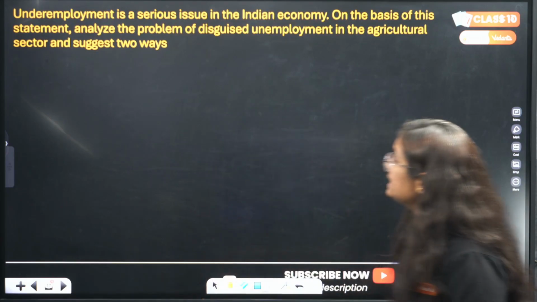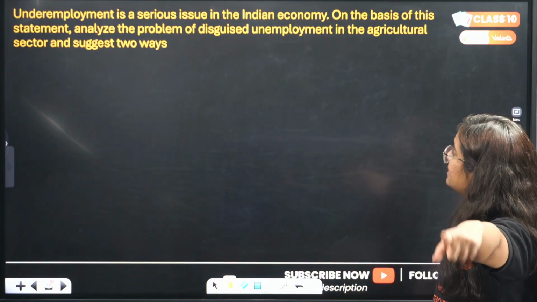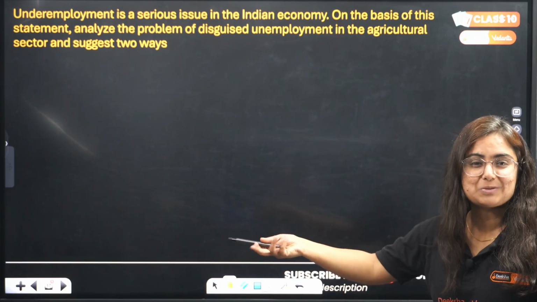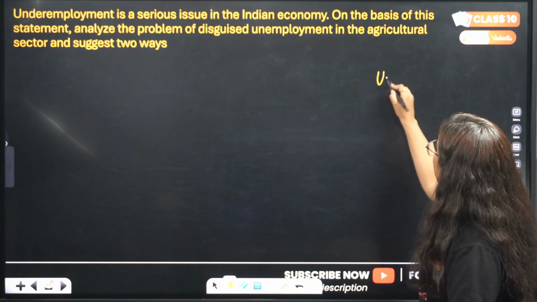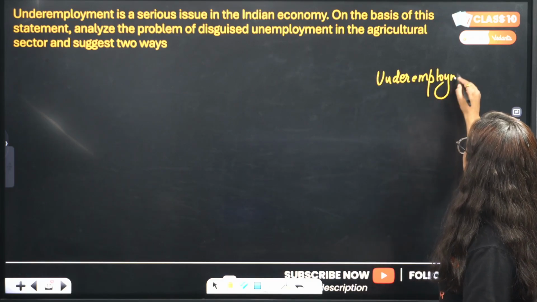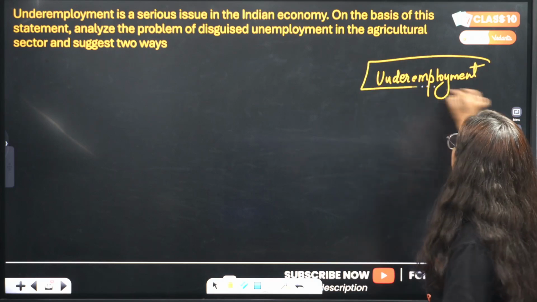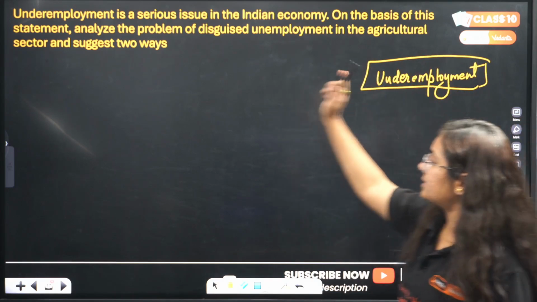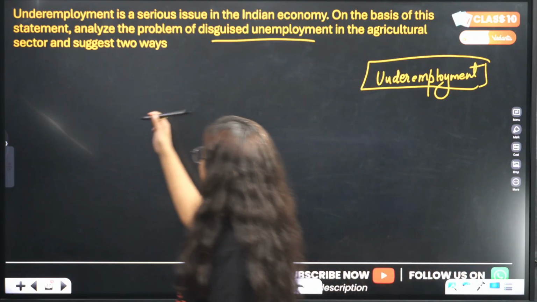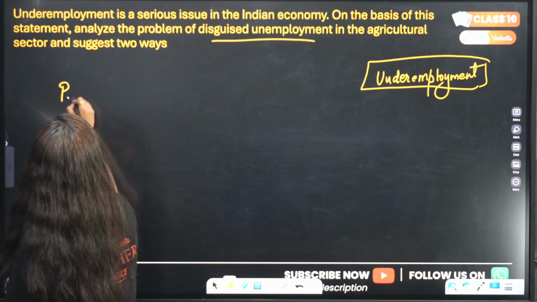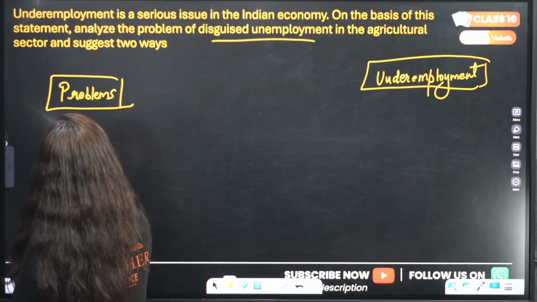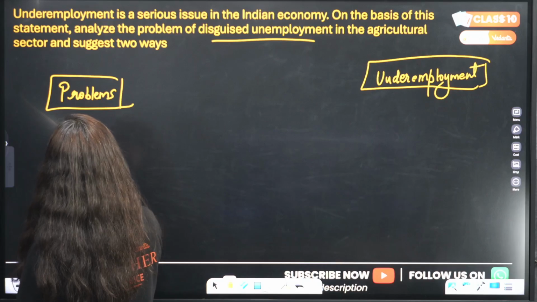Next question. Next question is, underemployment is a serious issue in the Indian economy. Do you agree? Yes, you have to, because you don't have any other option. So, underemployment is a serious issue in the Indian economy. Okay? On the basis of the statement, analyze the problem of disguised unemployment in the agriculture sector and suggest 2 ways. Okay? Problem is there, and then we have to suggest how we can reduce them.